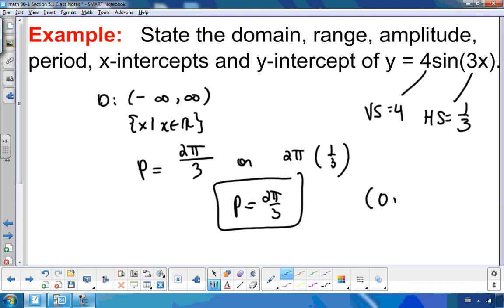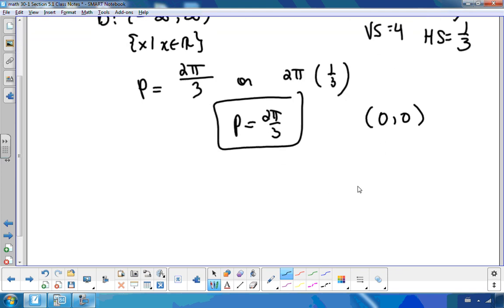It starts at the midline, which has a y-intercept and an x-intercept of 0, 0. So if I stretch that vertically or horizontally, it doesn't change it. So that is my y-intercept. Now let's look at my x-intercepts.